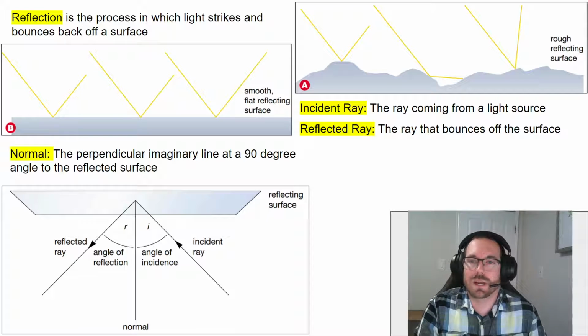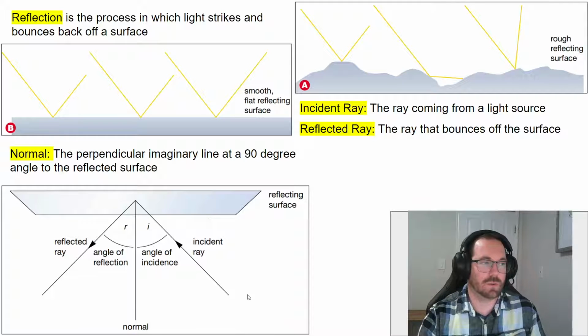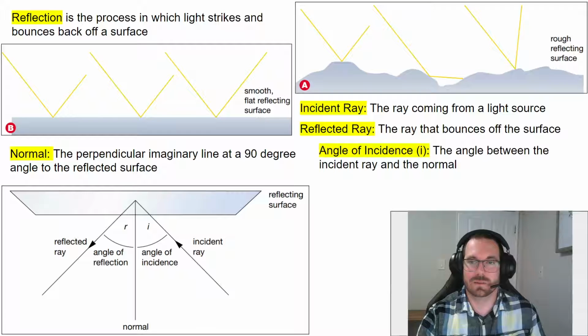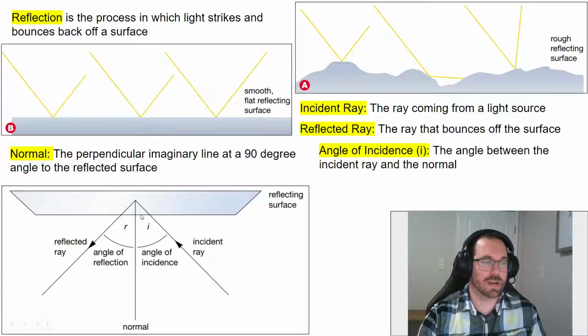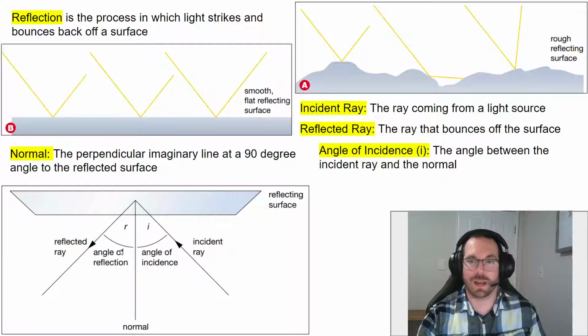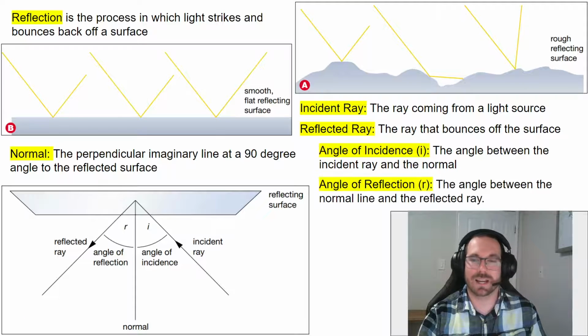The angle between the incident ray, remember that's the ray going to the mirror or to the surface, and the normal is called the angle of incidence, which we label, in fancy science and math terms, with the letter I. The angle between the normal line, that perpendicular 90-degree line, and the reflected ray is the angle of reflection. Now we threw a lot of terms at you there, but this is how we understand reflection.